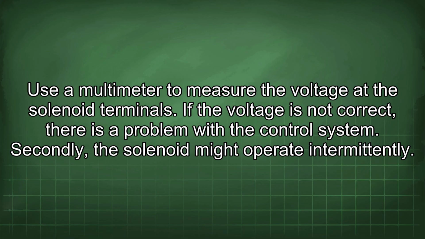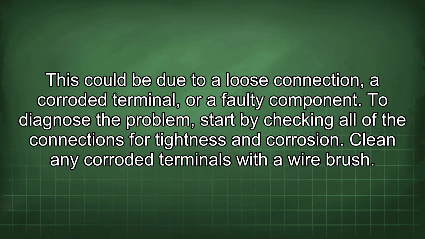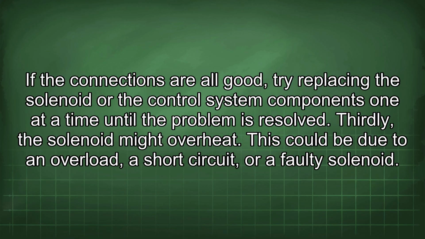Secondly, the solenoid might operate intermittently. This could be due to a loose connection, a corroded terminal, or a faulty component. To diagnose the problem, start by checking all of the connections for tightness and corrosion. Clean any corroded terminals with a wire brush. If the connections are all good, try replacing the solenoid or the control system components one at a time until the problem is resolved. Thirdly, the solenoid might overheat.